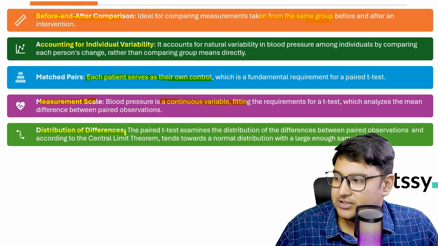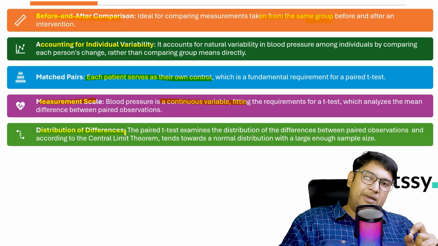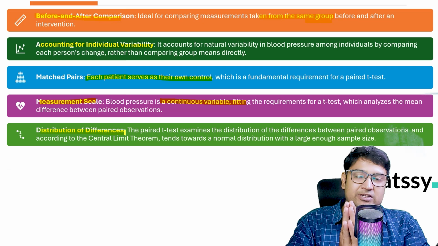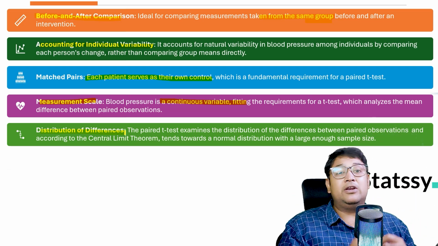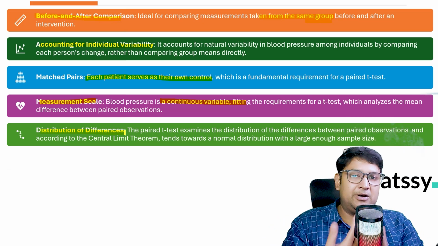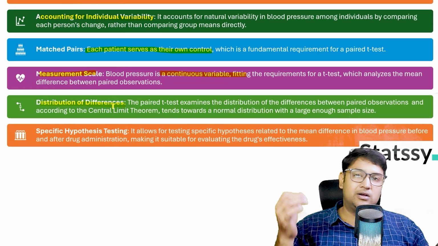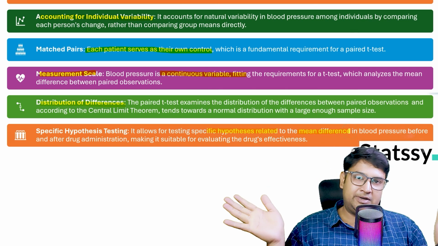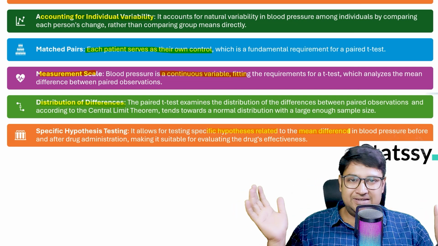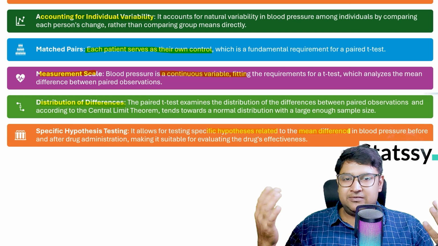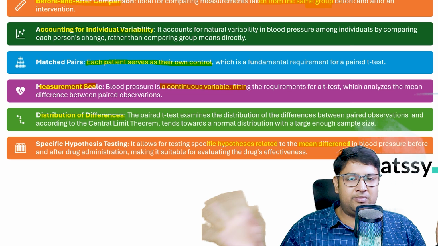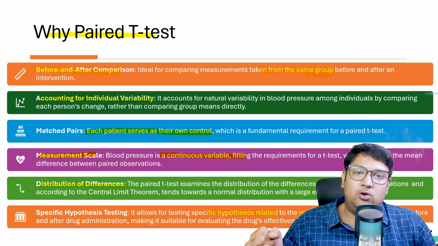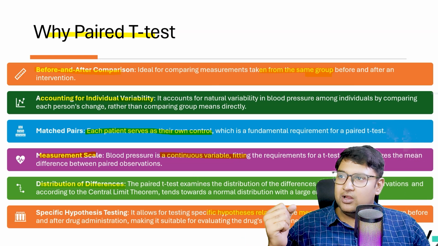Then the distribution of differences. Now, very interesting: whenever you apply a paired t-test, you have data of 50 people and you are comparing each person before and after. If you take the difference, that difference is what matters to us. That difference will give us the idea of whether the blood pressure is changing. Then there is the specific hypothesis testing we are doing. It allows for testing specific hypotheses related to the mean difference. We have separate people, so their difference is what is going to matter to us. The blood pressure you measure based on the difference, systolic blood pressure you will measure separately and diastolic separately. These separate measurements will give you a bit of control over the variability that can happen in this experiment.